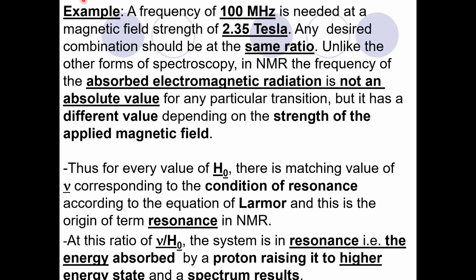This can also be discussed in this example here. At a frequency of 100 megahertz, we need a magnetic field strength of 2.35 Tesla. Any other desired combination should maintain this ratio. Therefore, in NMR, the frequency of the absorbed electromagnetic radiation is not an absolute value. It depends on the strength of the applied magnetic field.